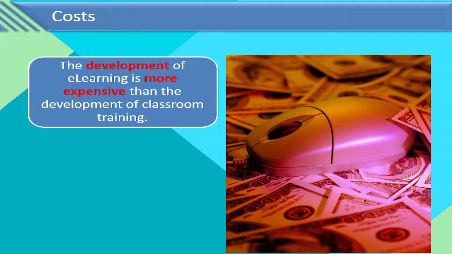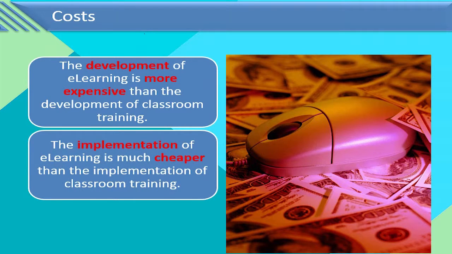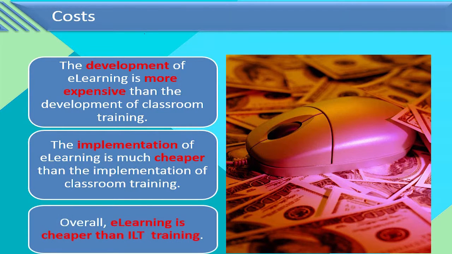While the development of e-learning is much more expensive than the development of classroom training, the implementation costs are significantly lower than those for instructor-led training or ILT. For classroom training, some of the implementation costs include paying the trainer, renting a training room, printing hard copies of all course materials, and much more. Alternatively, costs associated with the implementation of e-learning are limited to the costs of web servers and technical support. As a result, the overall costs of e-learning are much lower than those of ILT training.